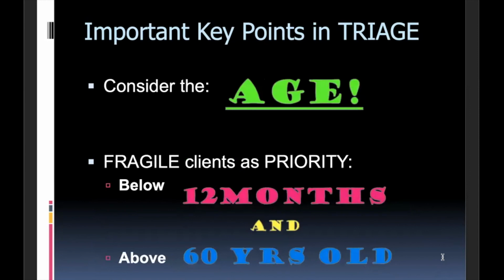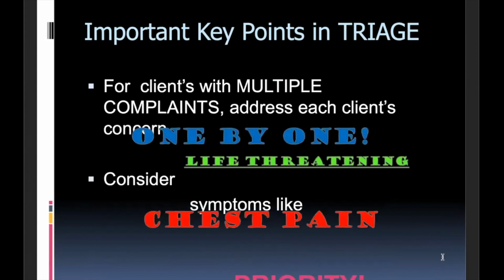Important key points in triage: consider the age of the client. If it's too young, if it's too old, or if the client can actually ambulate or can walk, we consider the age. Fragile clients as priority, below 12 months and above 60 years old. So pediatric and adult clients. For clients with multiple complaints, address each client concern one by one. Life-threatening: consider symptoms like chest pain as your priority.